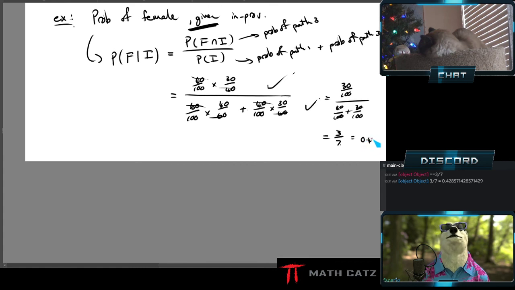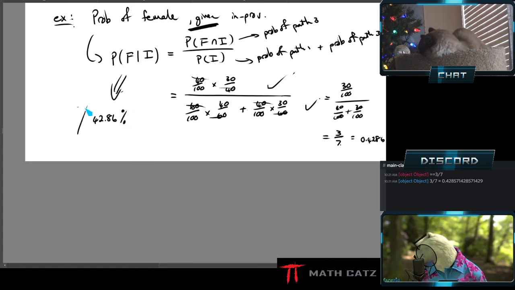Point 4.3 if you want to round aggressively. I prefer 4 decimals. 4286. Squeeze it in here. Can I see this? Is it not in front of a webcam? It's good. Or let's just do it over here. 42.86%.